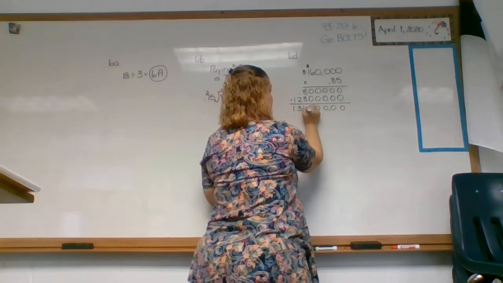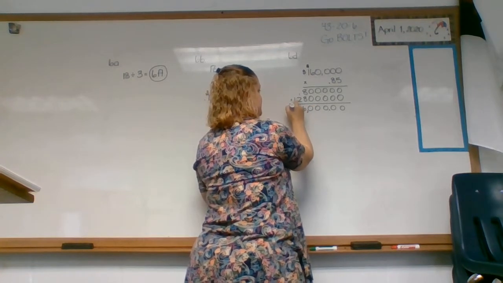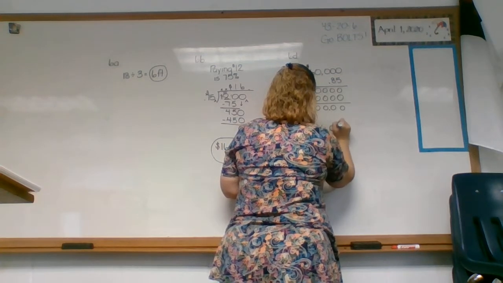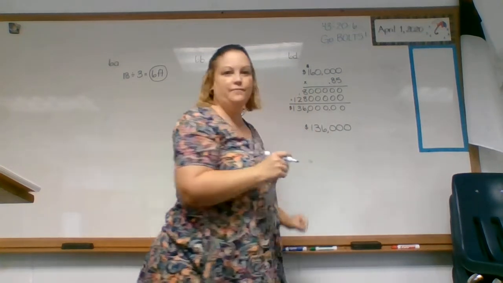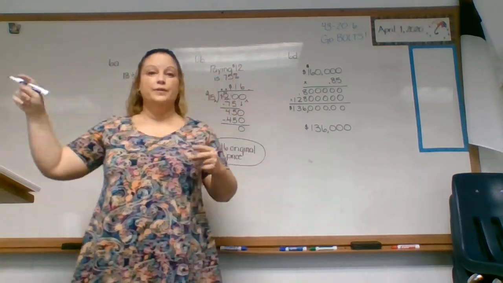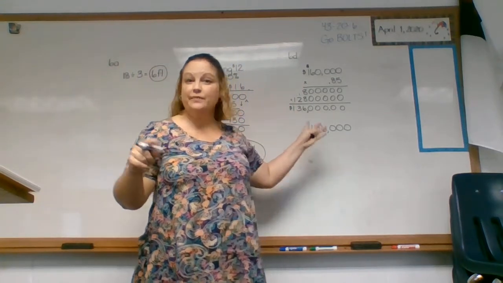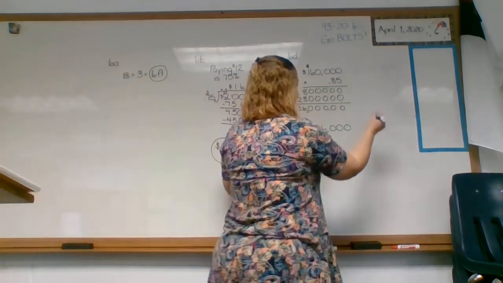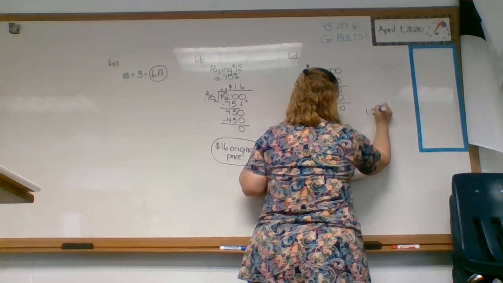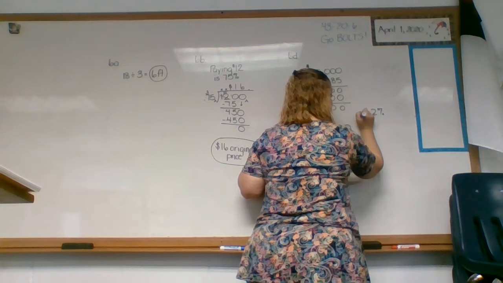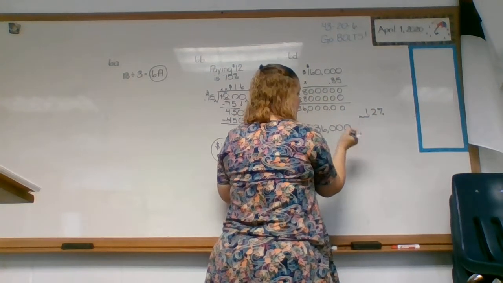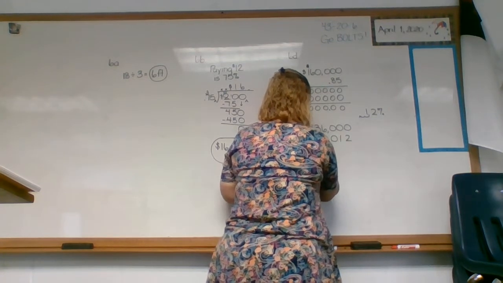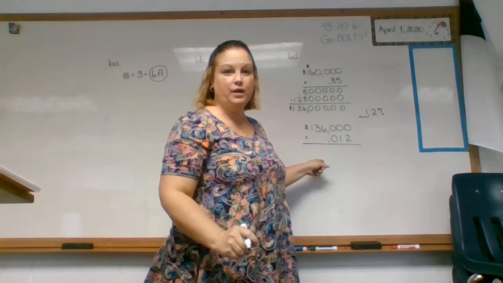So really what they're taxed on is not the full $160,000. What they are taxed on is $136,000 of their value. But there's more. They're taxed on 85% of it at a rate of 1.2%. And if you remember, 1.2%, when we change that to a decimal, we've got to move it over. It becomes 0.012 that we are now multiplying by, right?